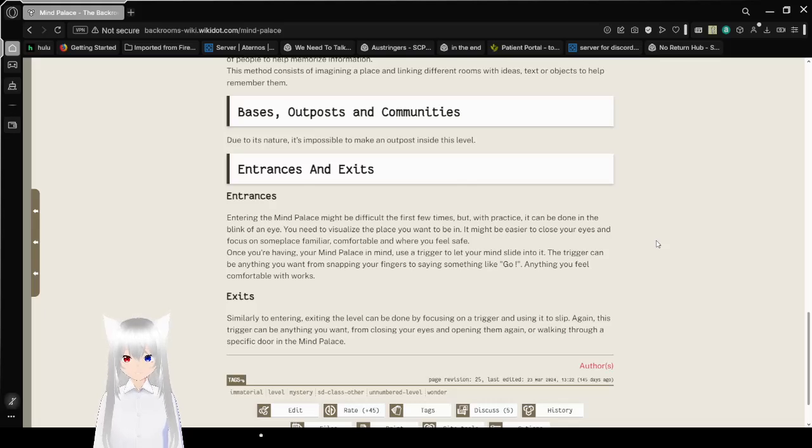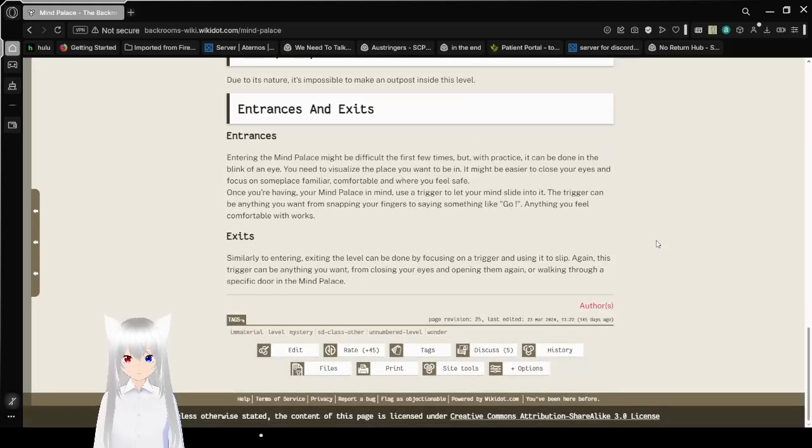Once you have your palace in mind, use a trigger to let your mind slide into it. The trigger can be anything you want, from snapping your fingers to saying something like, go. Anything you feel comfortable with works. Exits. Similarly to entering, exiting the level can be done by focusing on a trigger and using it to slip out. Again, this trigger can be anything you want, from closing your eyes, opening them again, or walking through a specific door in the Mind Palace.